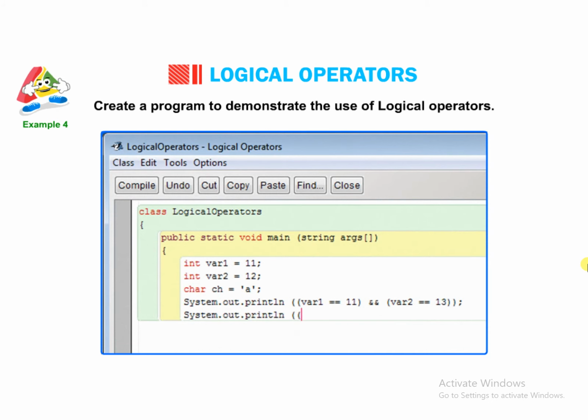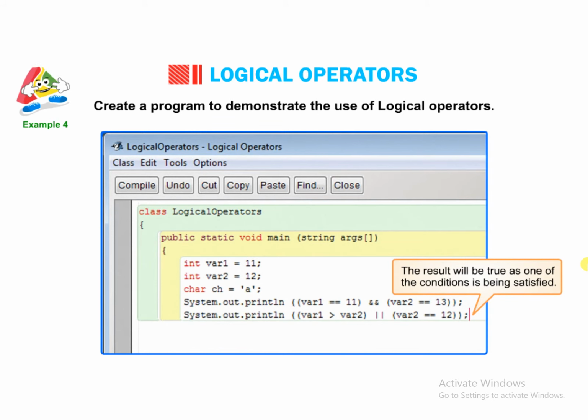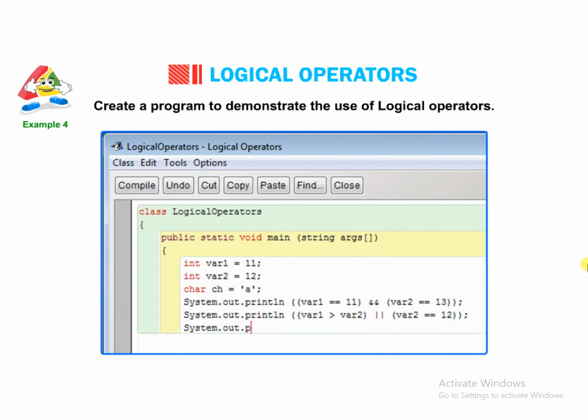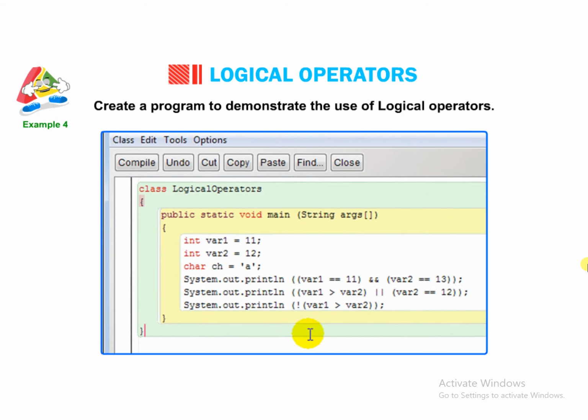System.out.println((variable1 > variable2) || (variable2 == 12)); The result will be true as one of the conditions is being satisfied. System.out.println(!(variable1 > variable2)); The result will be true. Curly braces close, curly braces close.